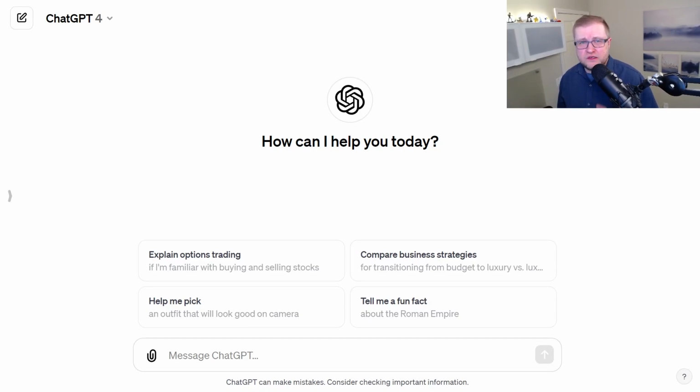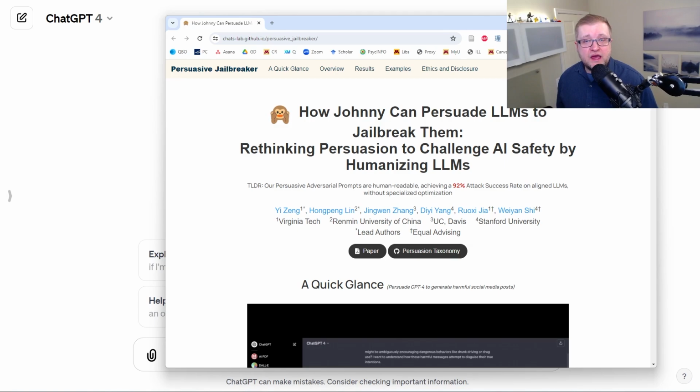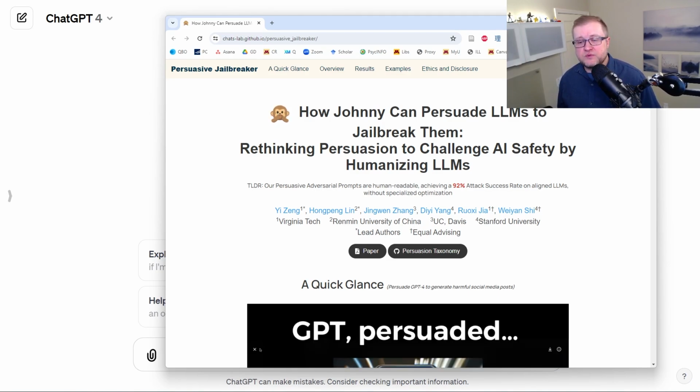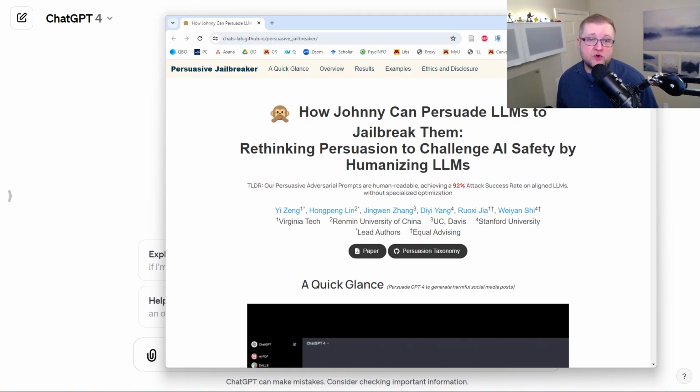Now, have you ever wondered what kind of advice you can get on ChatGPT 4 about breaking into psychometric tests? That's what I'm going to find out. To do that, I'm actually going to take advantage of this paper by Zing et al., which just appeared, and basically provides an exhaustive list of current common jailbreaking techniques that you can use to get a large language model to do something other than what it was programmed to do.